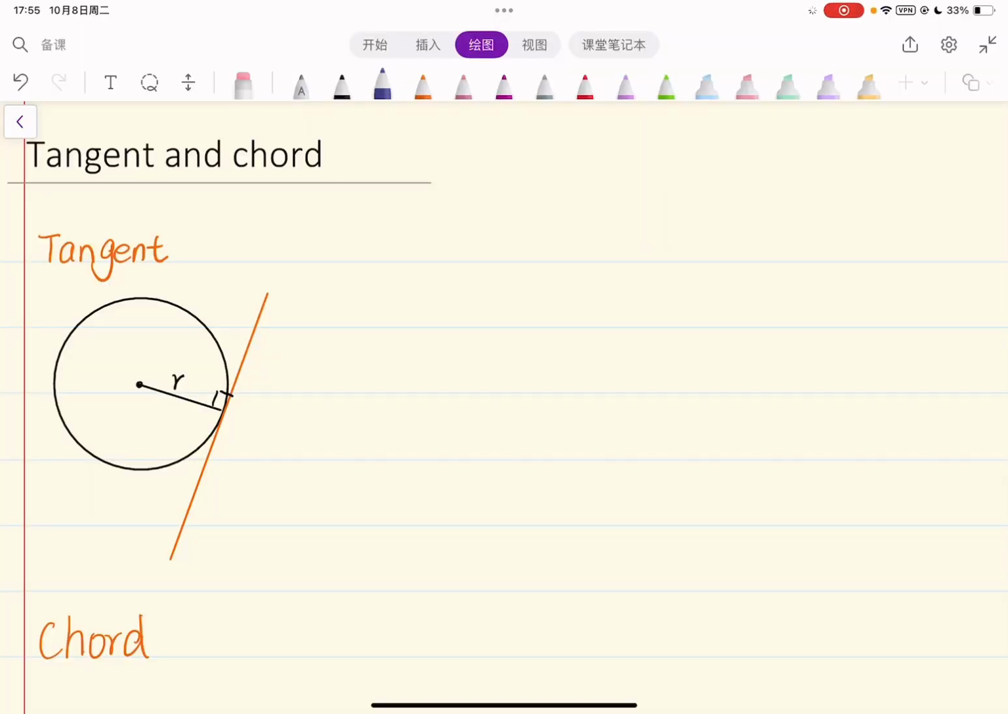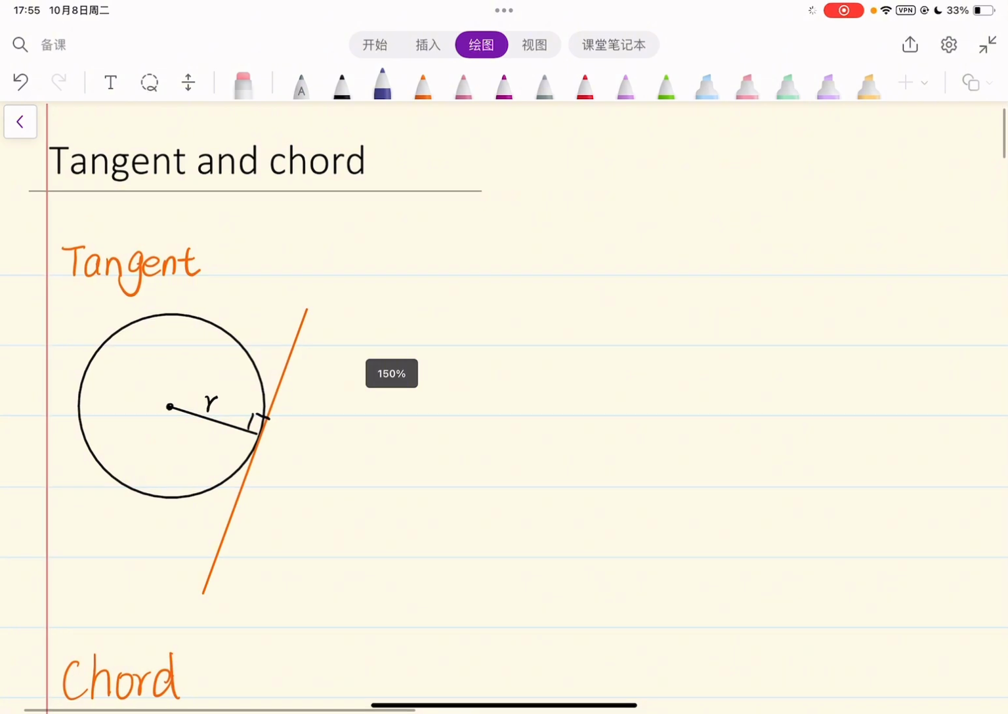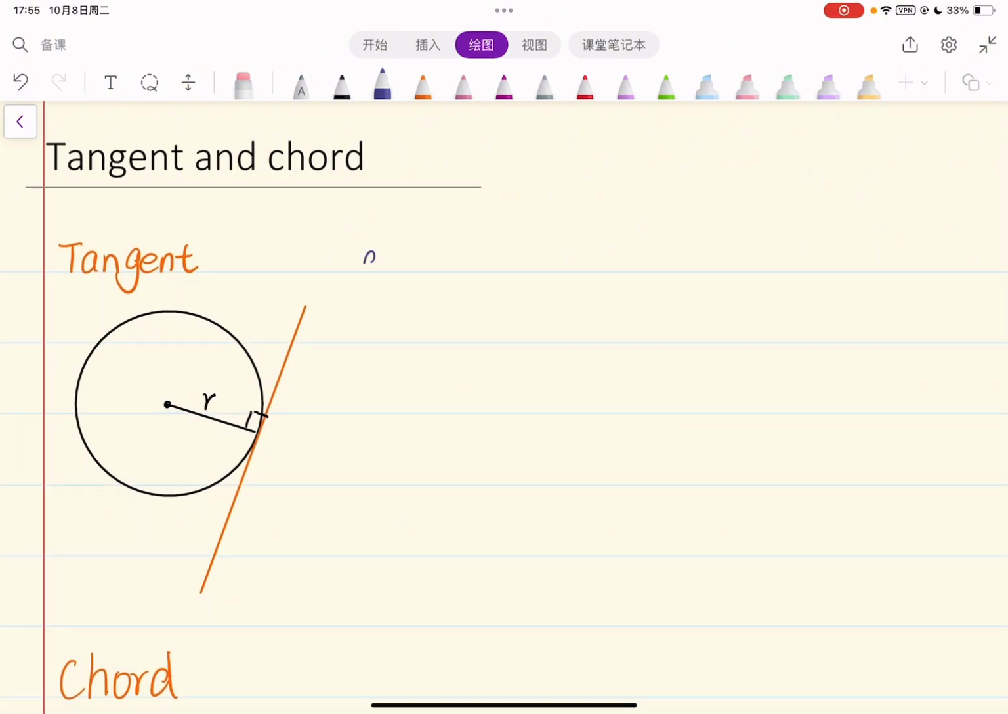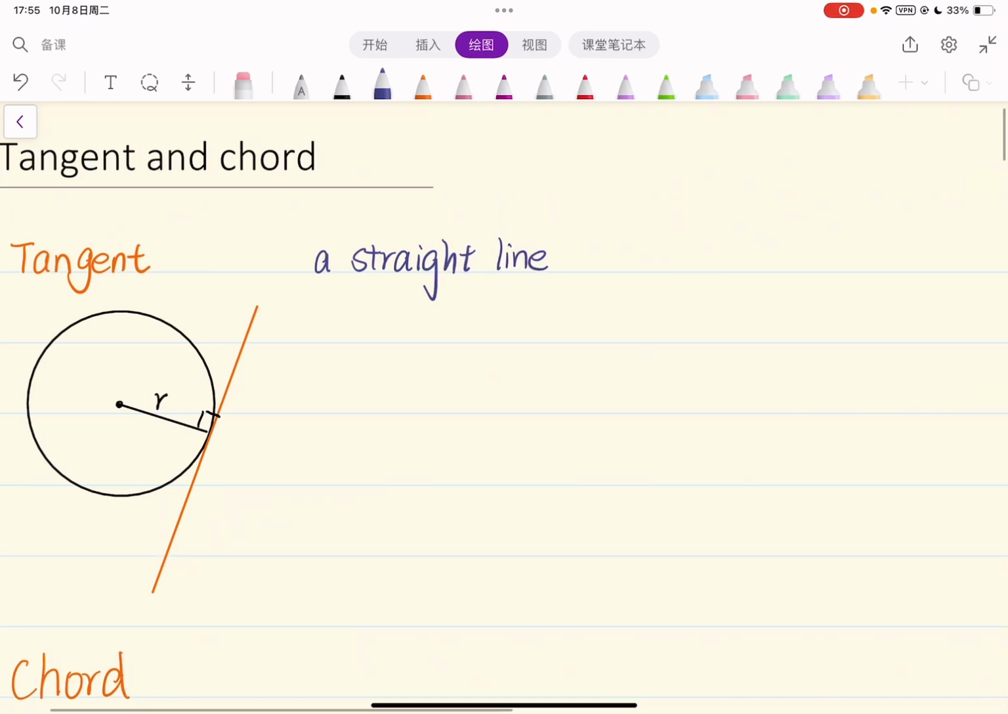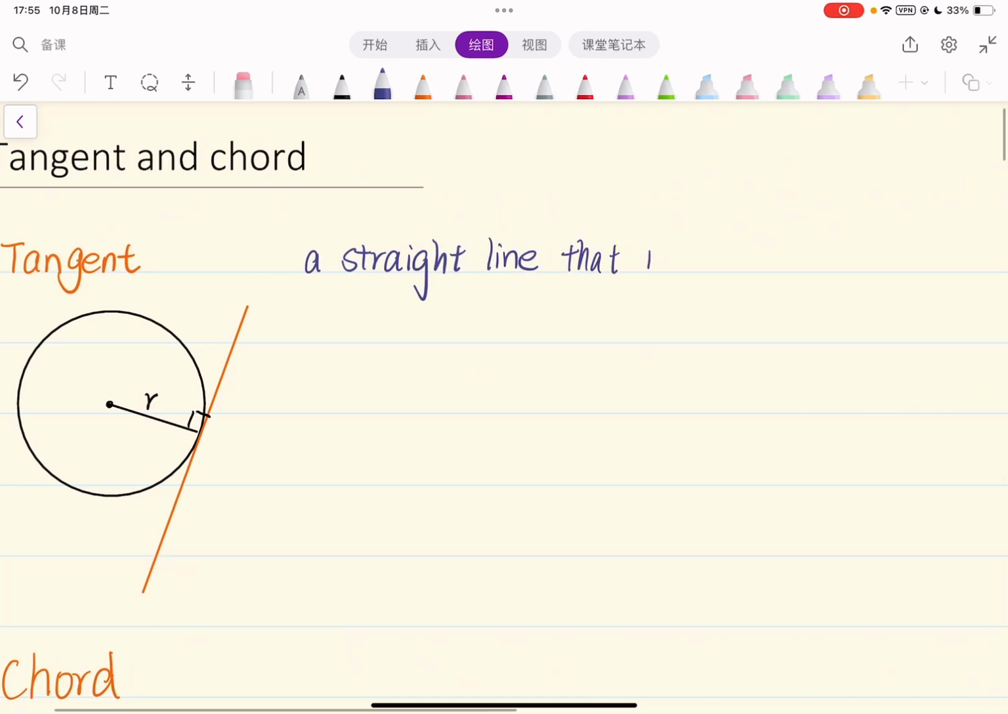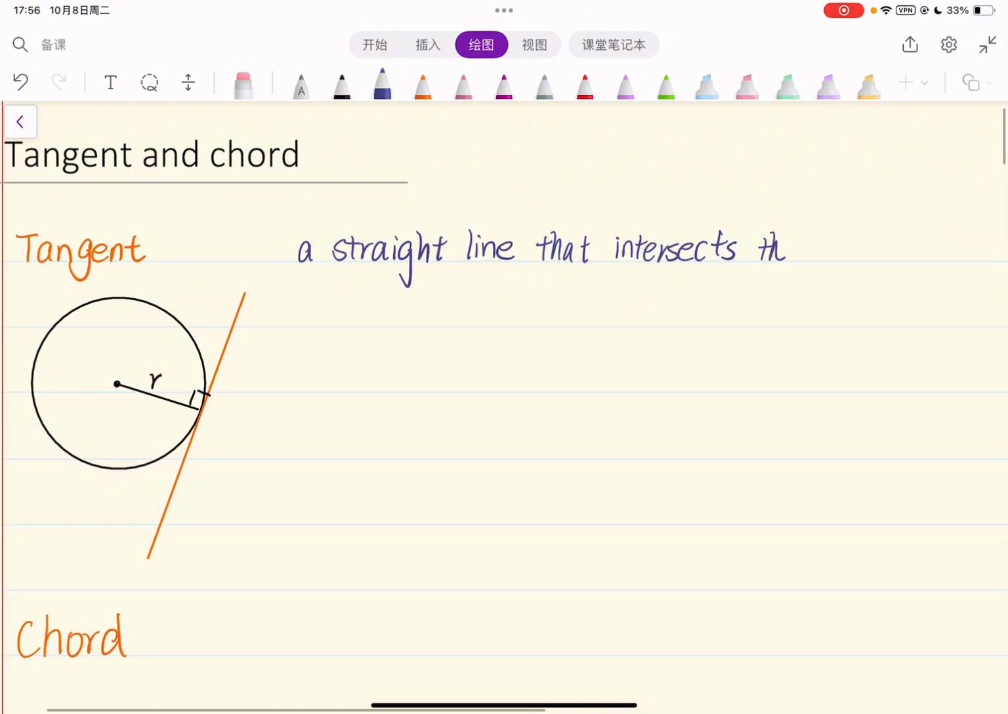Hello everyone, in this video we are going to talk about tangent and chord. What is a tangent to a circle? We can see that the orange line is a tangent. To describe that, we have said that it is a straight line that intersects the circle at only one point. So here is the point where the tangent intersects the circle.